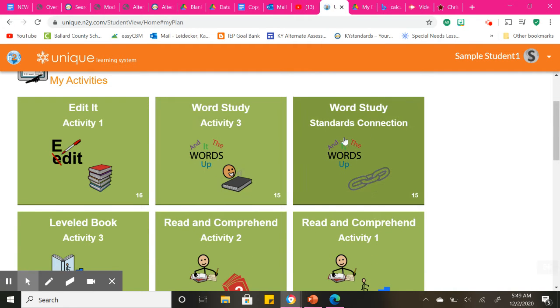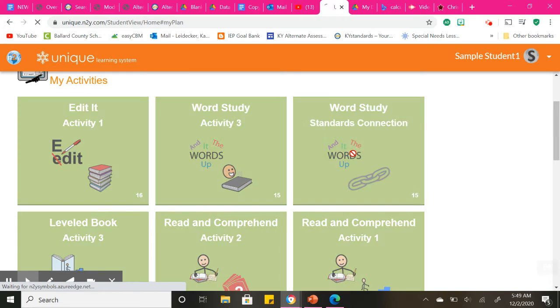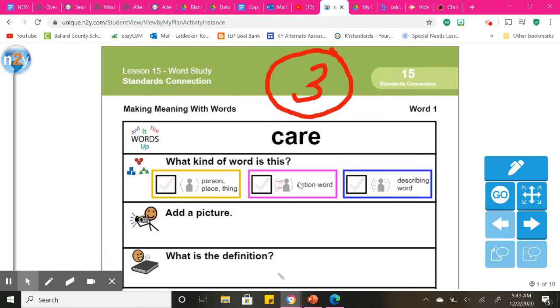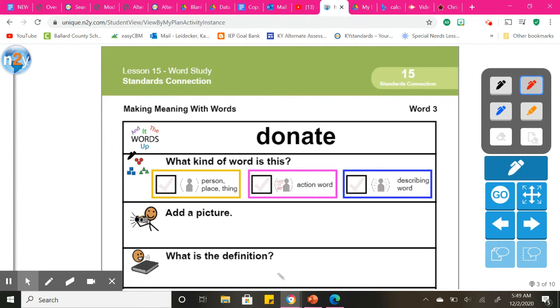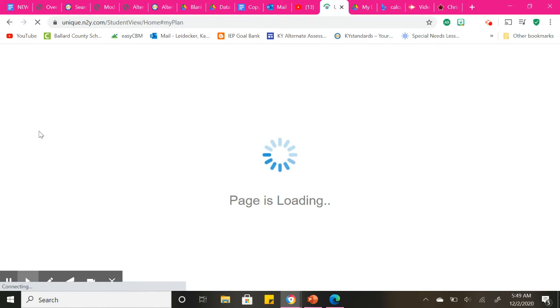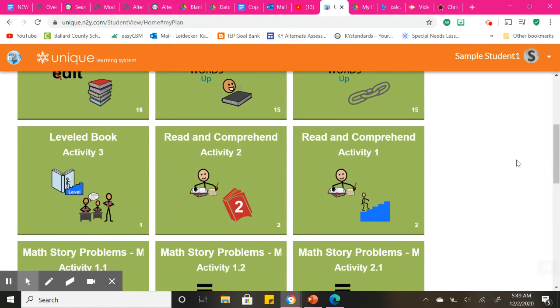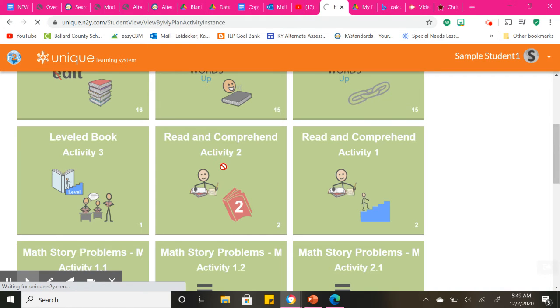Next, you have your word study standards connection. That's where you put in the definitions. So continue on what you were doing yesterday. So do 3 more today. Guys, you only have to do this part. You cannot add a picture. And then what is the definition, okay? Just do what kind of word it is and what is the definition. Then you'll do your reading, and then you have comprehension questions that go along with that.